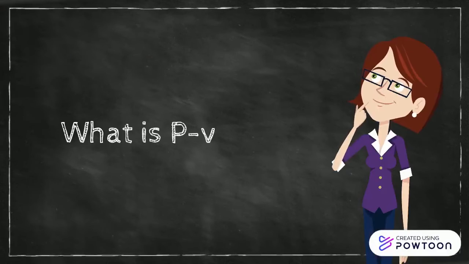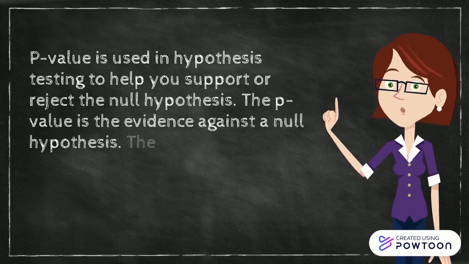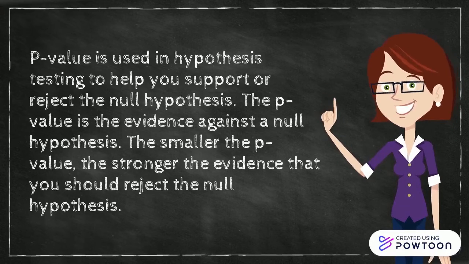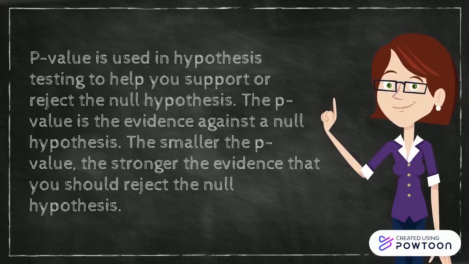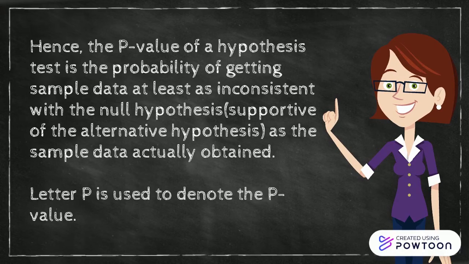What is p-value? P-value is used in hypothesis testing to help you support or reject the null hypothesis. The smaller the p-value, the stronger the evidence that you should reject the null hypothesis. And the letter P is used to denote p-value.